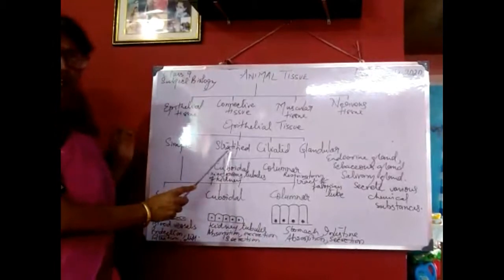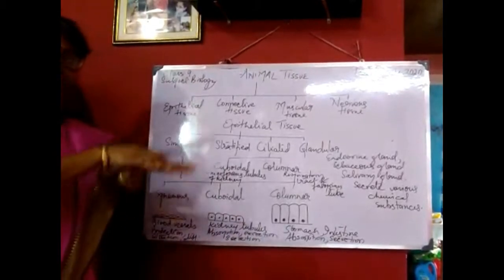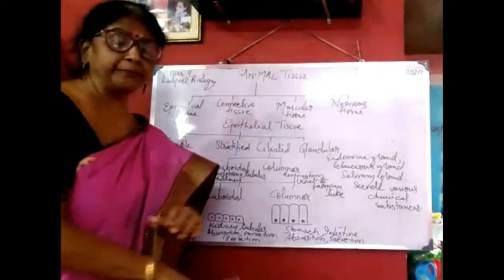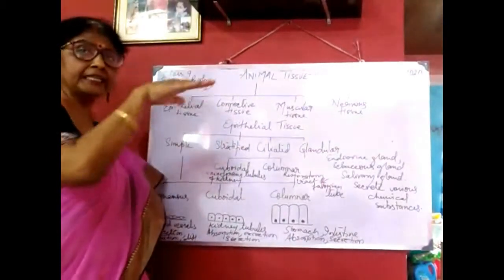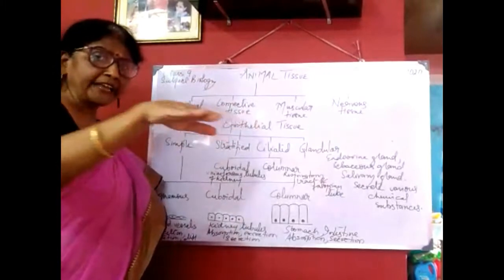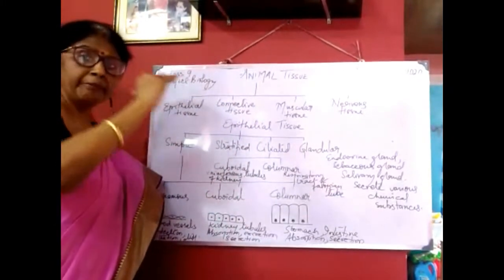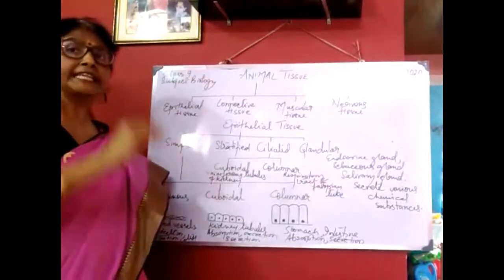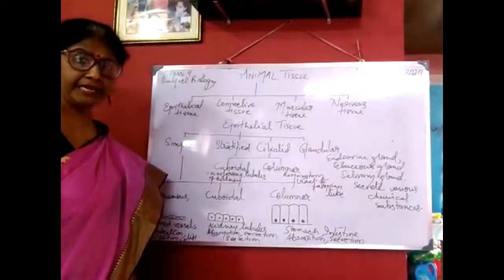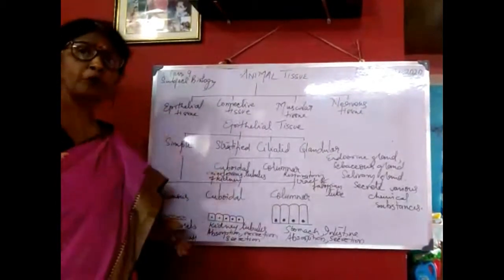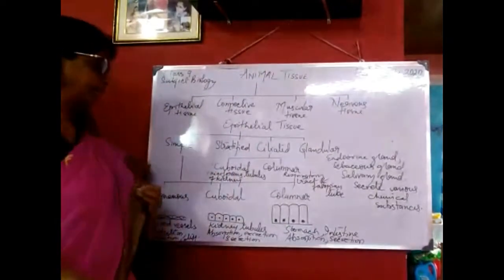Then we have stratified epithelium. That means the cells are arranged in layers. There are many layers, as you can see in skin. In skin we have 3 layers, that is stratum corneum, stratum granulosum, stratum malpighi. It forms a multi-layered structure. The main function is protection, that is against the environment. It is protecting the underlying tissues from the outer environment.